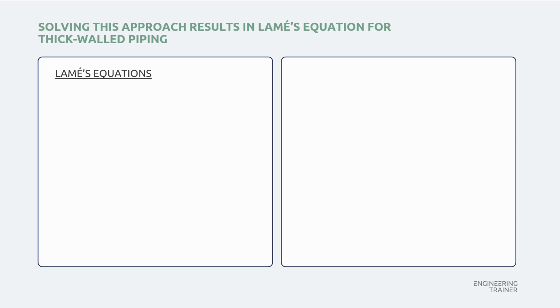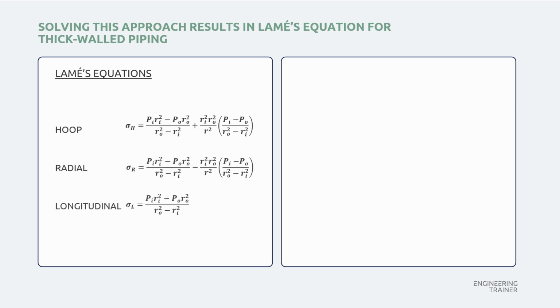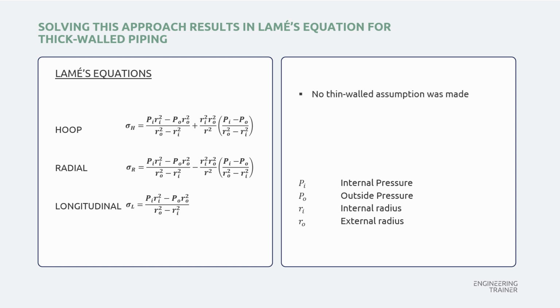Lamé's equations provide the stresses in the 3 normal stress directions: hoop, radial, and axial or longitudinal. They include the internal pressure, Pi, the outside pressure, Po, the inner and outer radius, Ri and Ro, and the variable radius, r. We clearly see that these equations are more complicated than Pd over 2t, which we used so far. But remember, for these equations, no thin-walled assumption was made, which makes these equations generally valid for thick and thin-walled pipes, although they are typically only used for thick-walled piping.